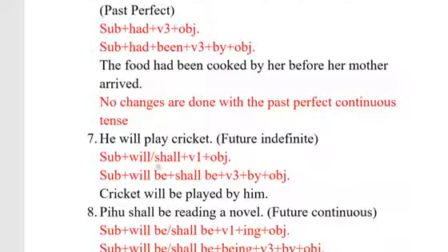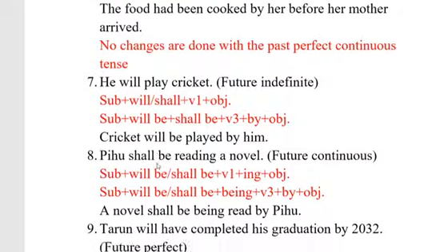Okay, now we will move to the future one. He will play cricket. His subject will, shall, and then the first form of verb, and then the object. And in the passive form, subject plus will be and shall be, then the third form of verb, and by, and then object. He will play cricket. Cricket will move further, move to the front. Cricket will be played, third form of verb, by him. Him is the object form of he.